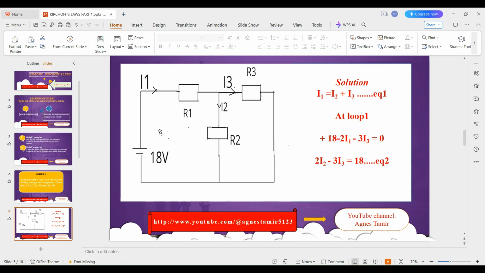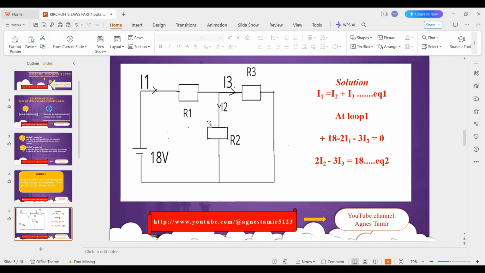So let's develop the equation for this loop, that is from the positive terminal, from the source all the way and back to the source. So this will be positive 18. We are moving from a high potential to a low potential, that is a voltage drop. Therefore, our voltage drop here will be 2 multiplied by I1. So it will be negative 2 I1.